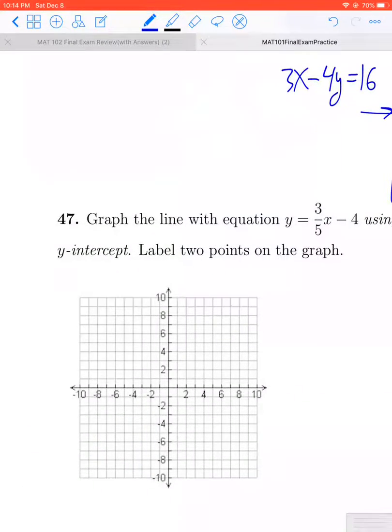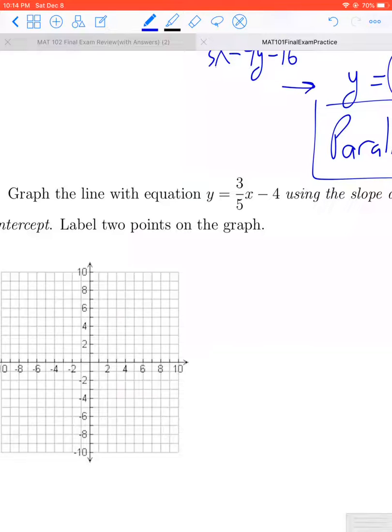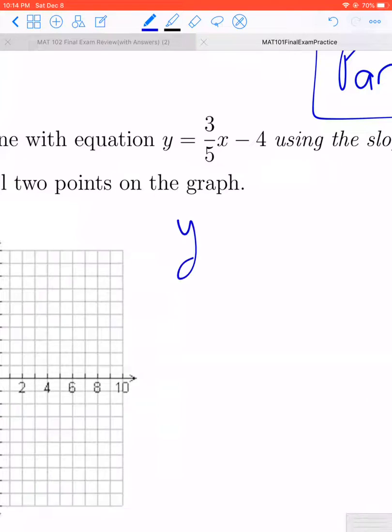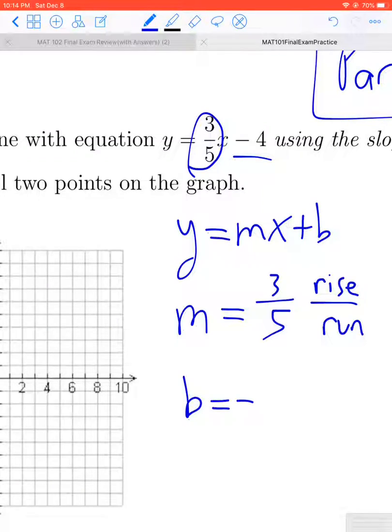In question 47, it asks us to graph the line with the equation y equals 3/5 x minus 4 by using the slope-intercept method. This line is already in slope-intercept form. It looks like mx plus b. So we can identify the slope. That's the coefficient of x, which is 3/5. The interpretation geometrically is rise over run, and the y-intercept would be the value negative 4.